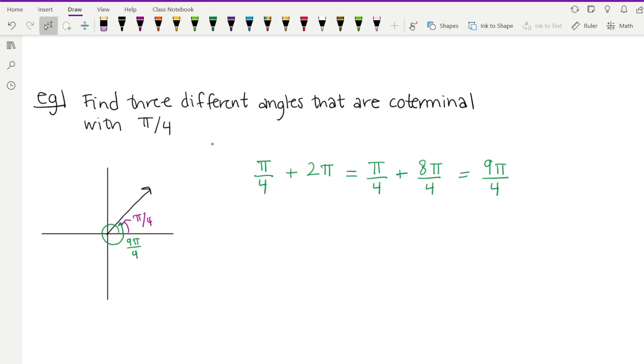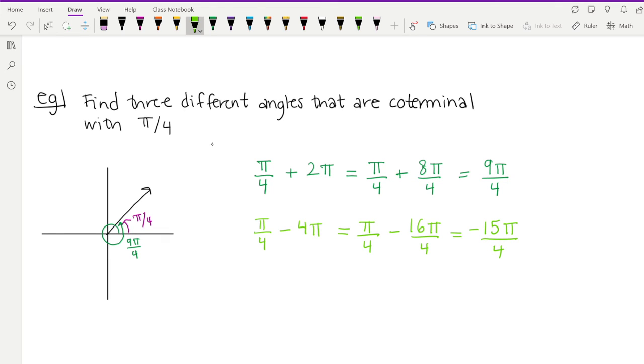Then let's do a negative one. So let's do pi over 4 minus 2 pi. Maybe let's make it a little more interesting. Let's do minus 4 pi. So again, let's make a common denominator. Pi over 4 minus, so if you make a common denominator of 4, this would be 16 pi over 4. And so that's going to give us negative 15 pi over 4.